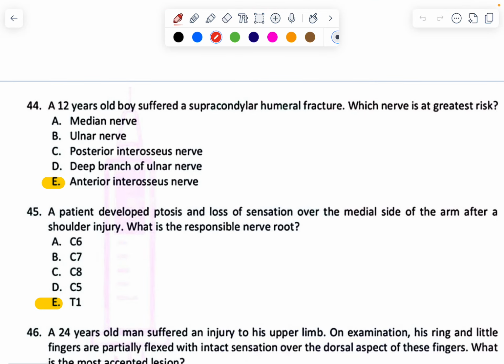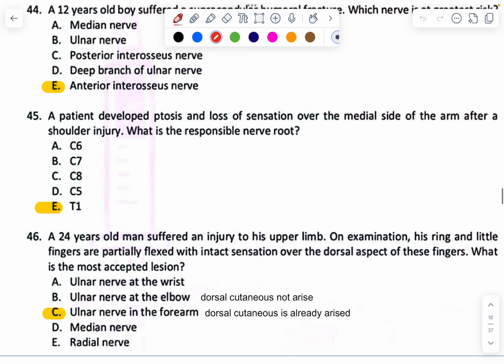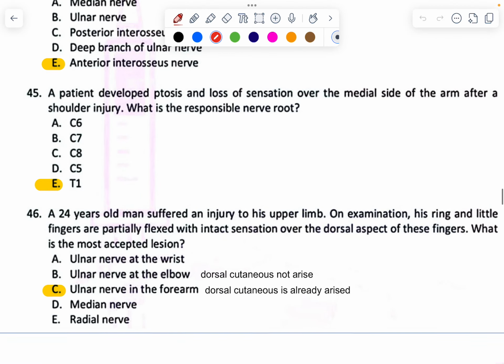A 24-year-old man suffered an injury to the upper limb. On examination, his ring and little fingers are partially flexed. Dorsal aspect of the ring and little finger, this is a lesion at the elbow joint. Ulnar injury at the elbow joint, at the forearm.